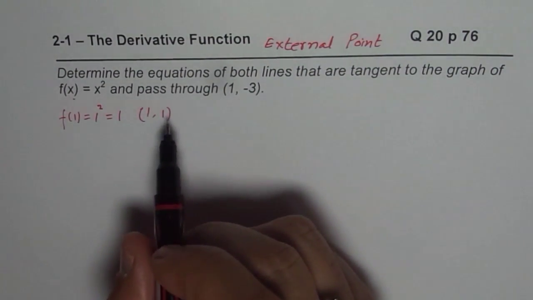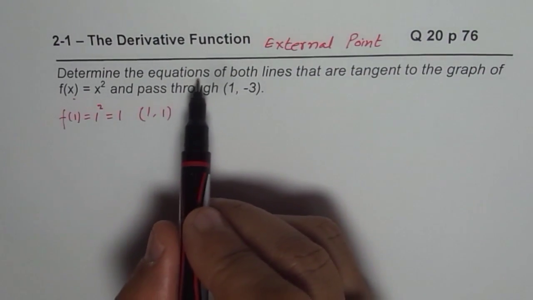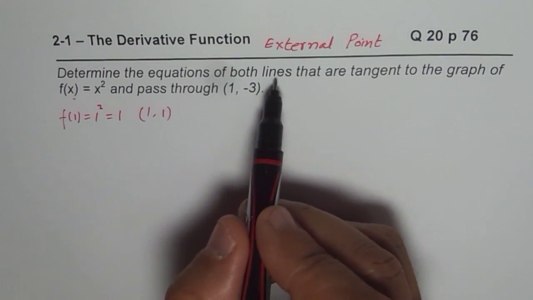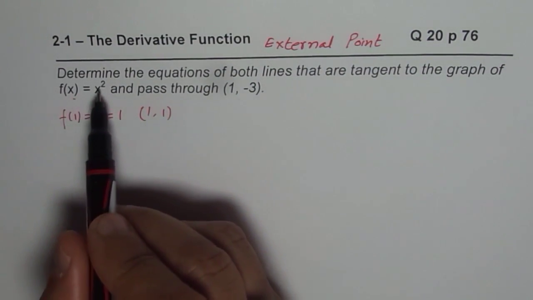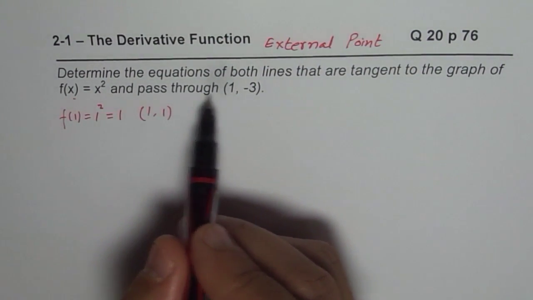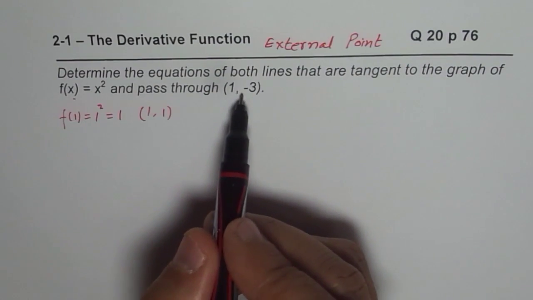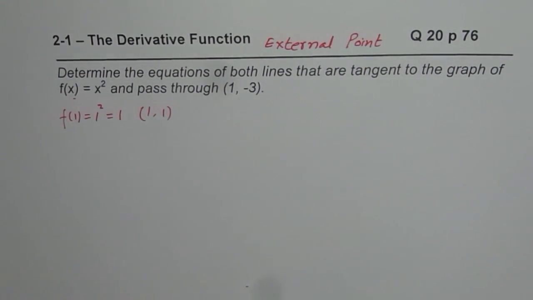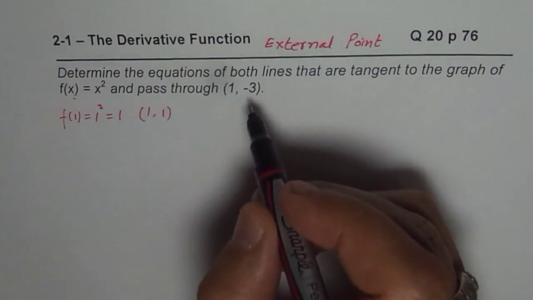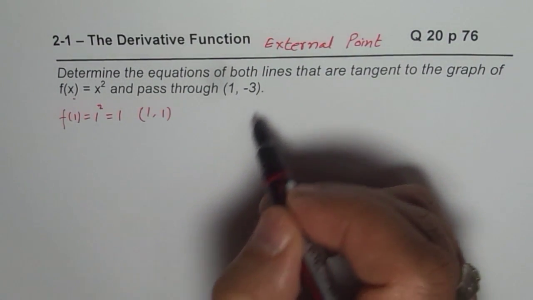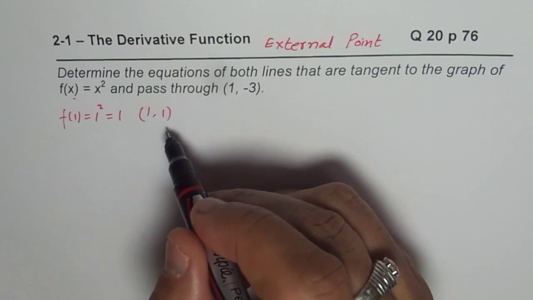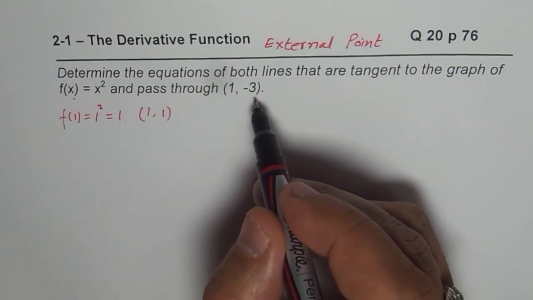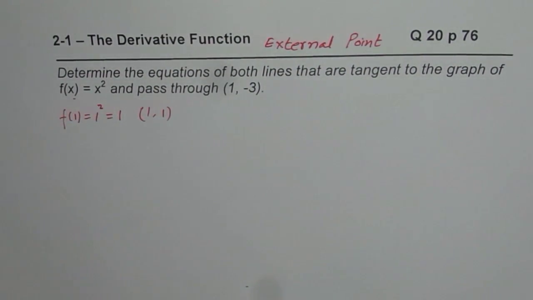Now read the question once again. Determine the equations of both lines that are tangent to the graph of f of x equals x squared and pass through (1, -3). So this is an external point. What we really don't know is, when you make a tangent to the graph of y equals x squared, what are the points on the graph where the tangent is going to touch? So that is not known to us.